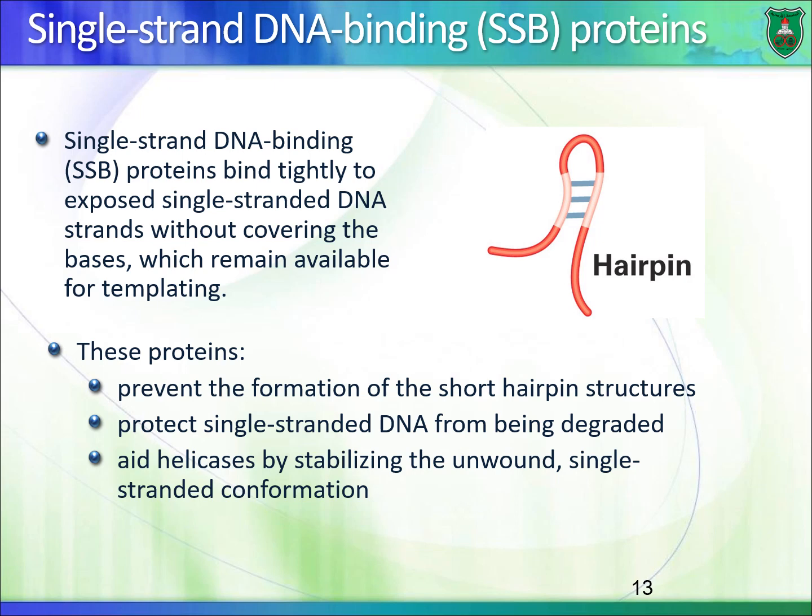Now the other thing is that cells do not like to see single-stranded DNA. So what they do is that they tend to degrade it. So these single-strand DNA binding proteins prevent the degradation of DNA. Something else is that they stabilize the formation of the single-stranded structure of DNA, because remember, we have two strands that are complementary to each other. So what these proteins do is prevent the reformation of double-stranded DNA.